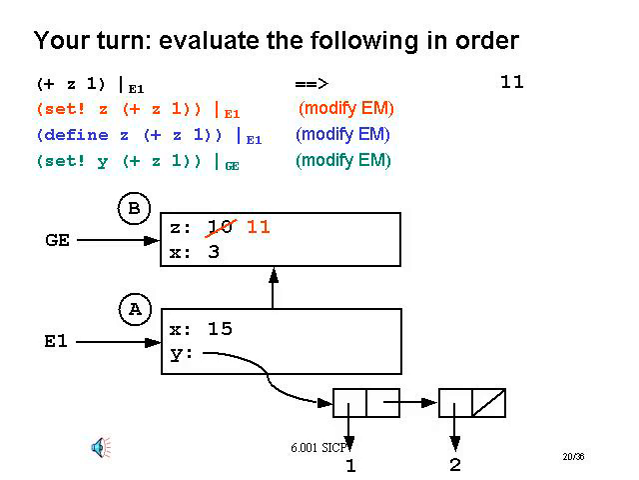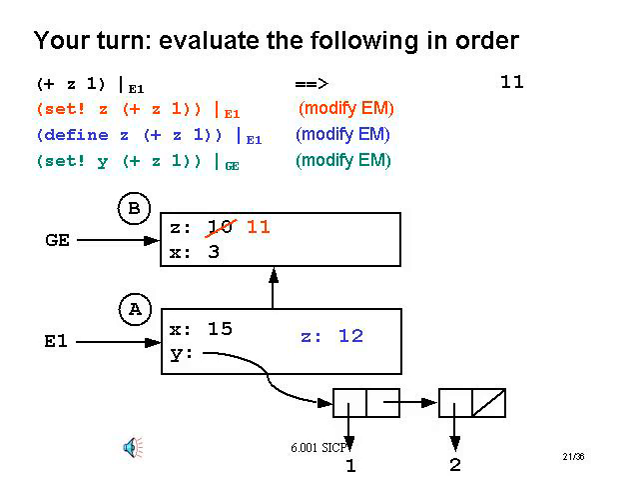Doing the mutation of z with respect to E1 says, first, get the value of plus z 1 with respect to E1. Just did that. We know it's going to be 11. And then it says, starting in E1, or frame A, find a binding for z. There isn't one in A, so go up the enclosing environment pointer to frame B. There's the binding for z. Change it to the value we just evaluated, namely change that 10 to 11.